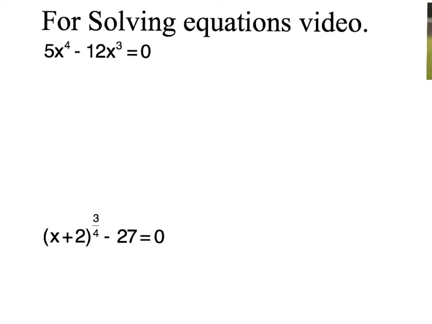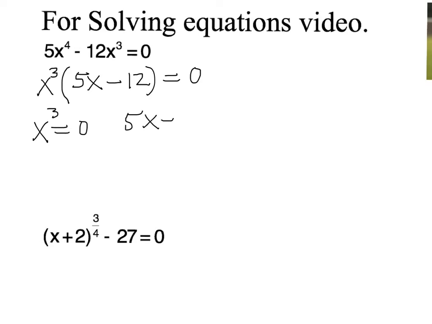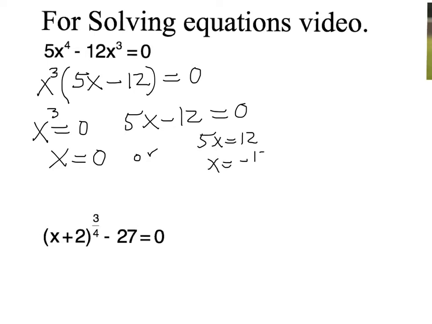So if I want to make this into a product, I'm first going to look for a common factor, and I can see I can take out an x cubed here. I'd be left with 5x minus 12 equals 0. Now, two things multiply together to equal 0, so either x cubed is 0 or 5x minus 12 is 0. So x is equal to 0, or 5x equals 12, and x is 12 fifths. So there are two solutions to this equation.